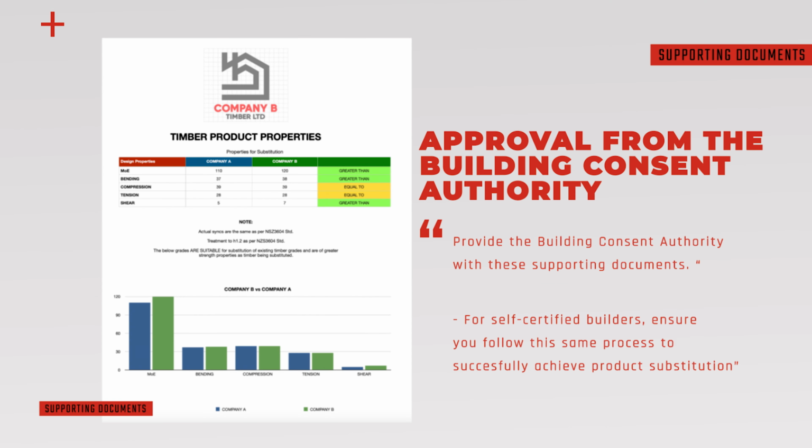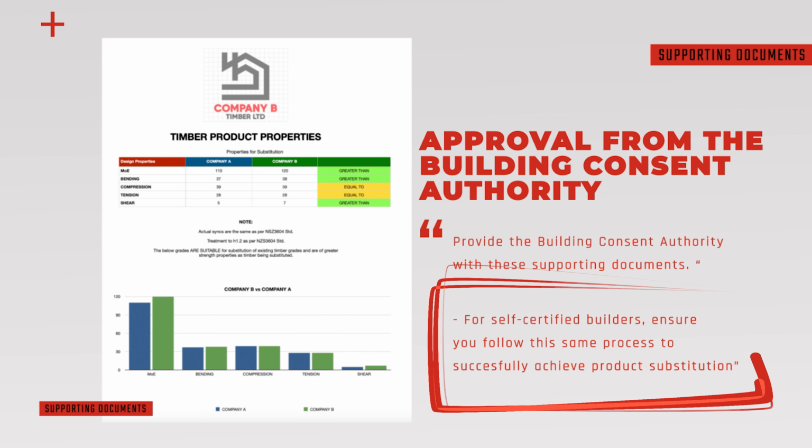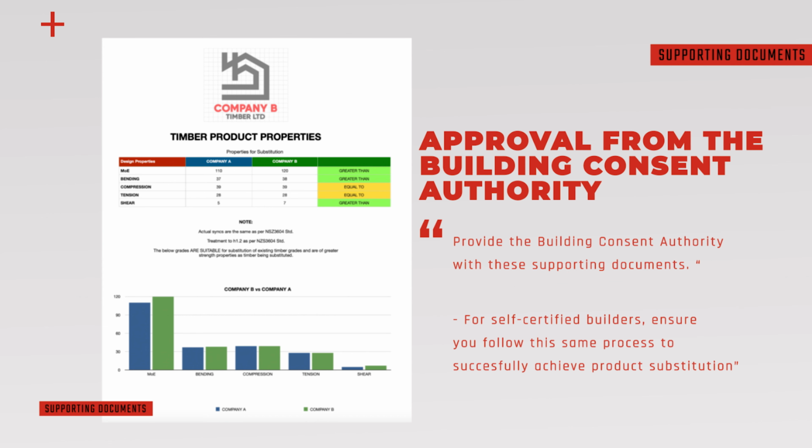Approval would then be sought from the consenting authority or building inspector, providing them with the documentation that supports this. For self-certifying builders, it is highly advised that you follow the same verification process when carrying out a minor variation. Records of your compliance documents should be kept and ensure that all parties involved in the project are kept fully informed of any changes made.